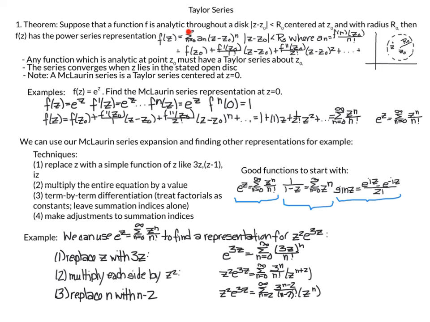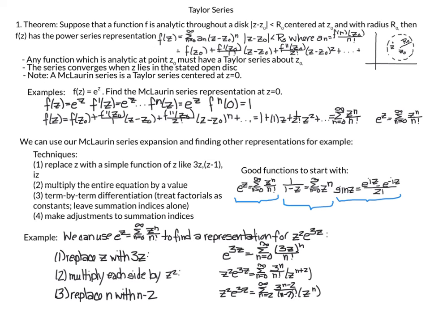And then we sum up all of these terms. We did a quick example. For f of z equals e to the z, we can find the Maclaurin series representation at z equals 0. And a Maclaurin series representation is just a Taylor series centered at z equals 0. In other words, z naught is equal to 0.